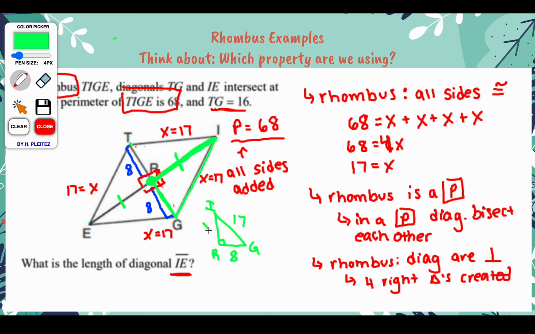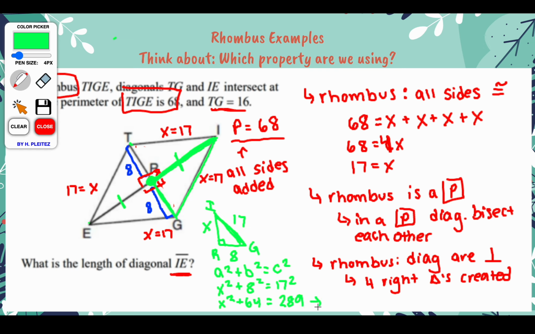And I can use my prior knowledge to help me find this. I can use the Pythagorean theorem, which is what we mentioned when I introduced you to this property of your diagonals being perpendicular. So you can use the Pythagorean theorem to find what IR actually is. Remember that your C value always needs to be your hypotenuse. So we have a squared plus b squared equals c squared. So we can do x squared plus 8 squared equals 17 squared. If we simplify, we get x squared plus 64 equals 289.